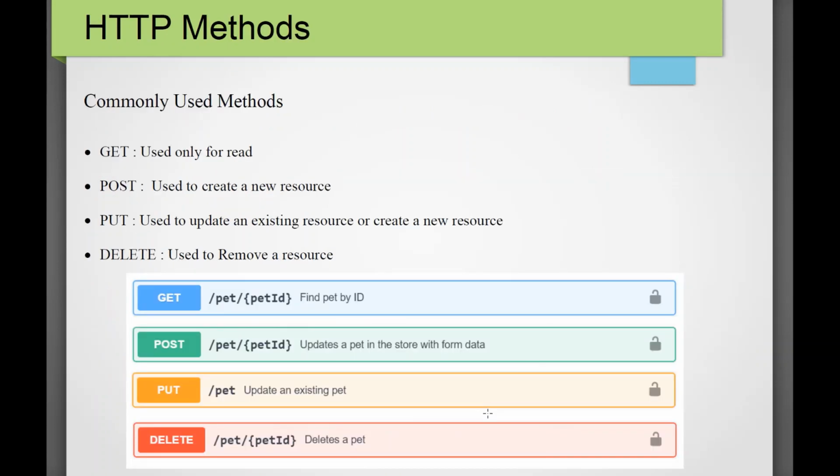Now we will see the HTTP methods. What are the common HTTP methods we normally use during API testing? The GET method, used for read. The POST method, used to create a new resource. And the PUT method, used to update an existing resource or create a new resource. DELETE is used to remove the resource.